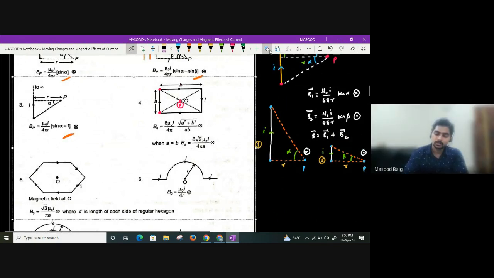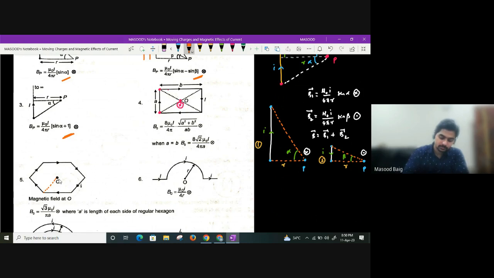Yes or no, everyone? Yes, sir. In the same manner, again, for all such cases, you can do it, guys. You can take for hexagon, you can take for triangle, you can take for n number of cases. Now, hexagon is basically formed by 6 equilateral triangles, guys.